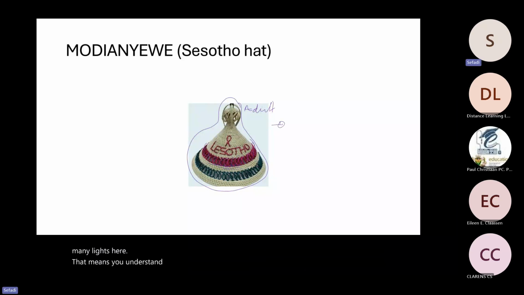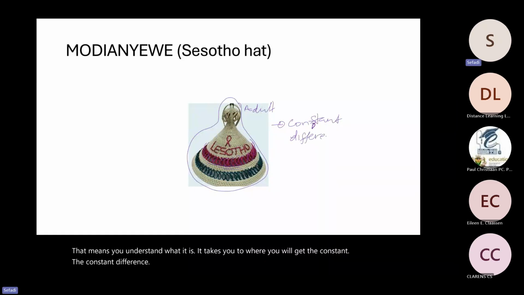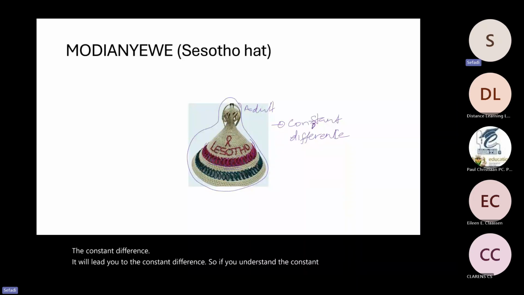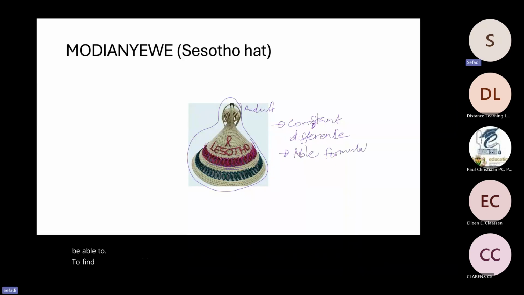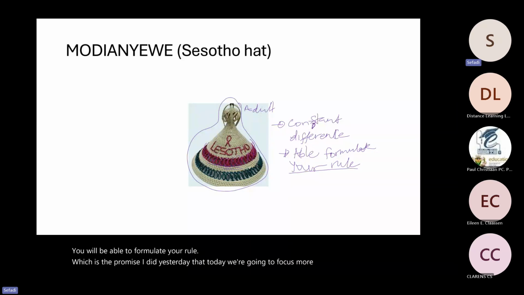It takes you to where you will get the constant difference. It will lead you to the constant difference. So if you understand the constant difference, then you will be able to do what? If you understand the constant difference, that means you'll be able to find or to formulate your rule, which is the promise I made yesterday, that today we're going to focus more on generating the rule.